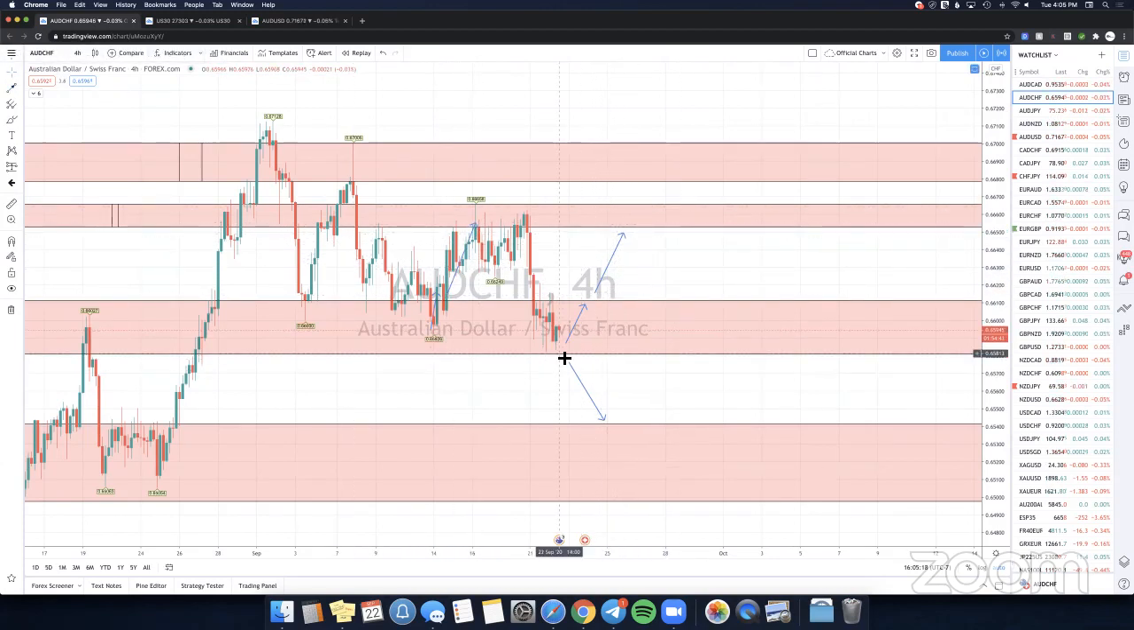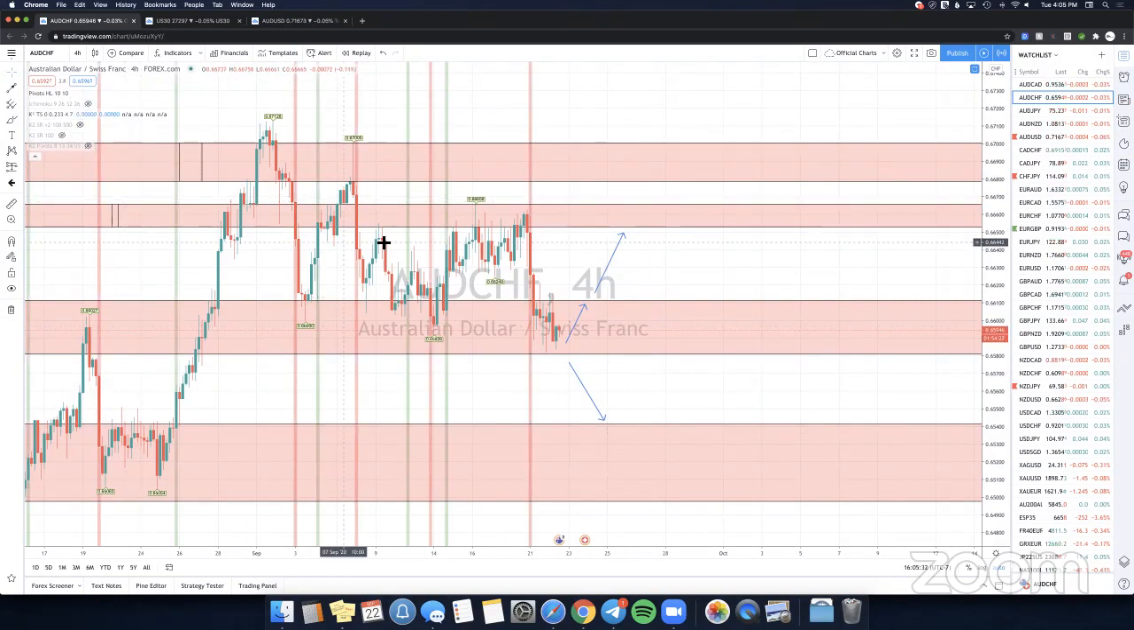So if it breaks below it, then I'm going to anticipate it to come down to here. If it breaks above it, I'm anticipating it to come up this way. So I will wait for that to break outside of the zone, and then I can check the momentum indicator to determine where momentum is swinging.